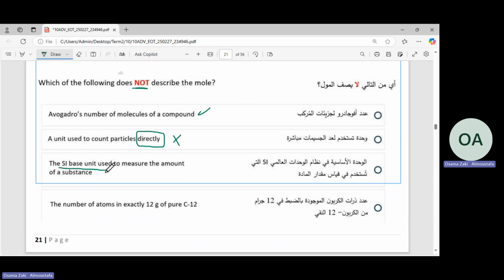The SI base unit used to measure the amount of substance. Yeah, SI base unit. Number of atoms exactly in 12 grams of pure carbon 12. Yeah, this is correct. So this is the answer.